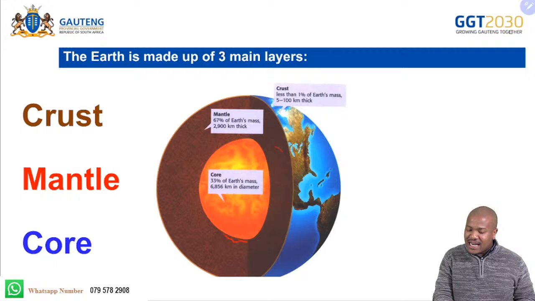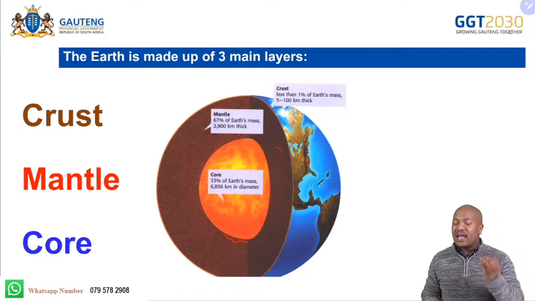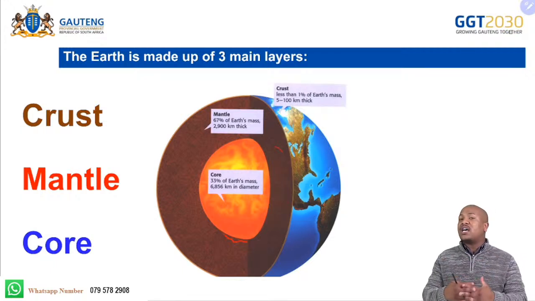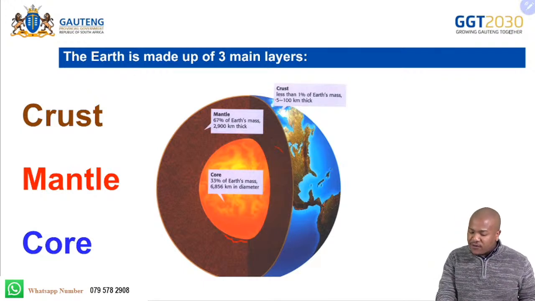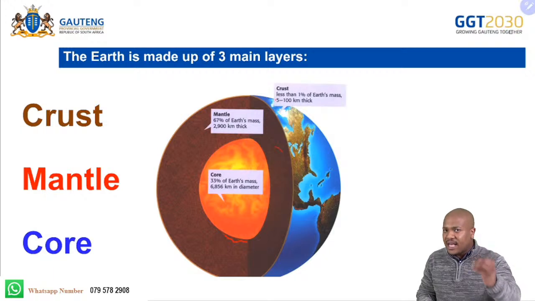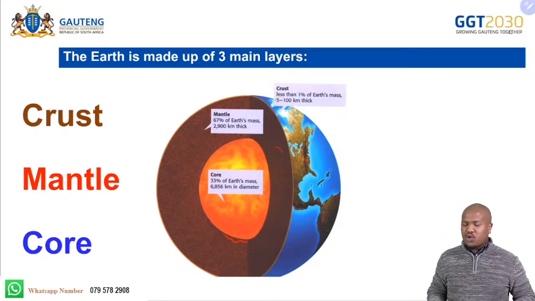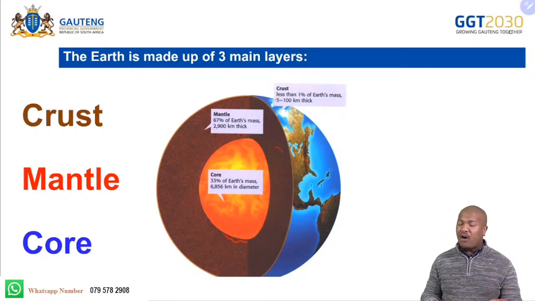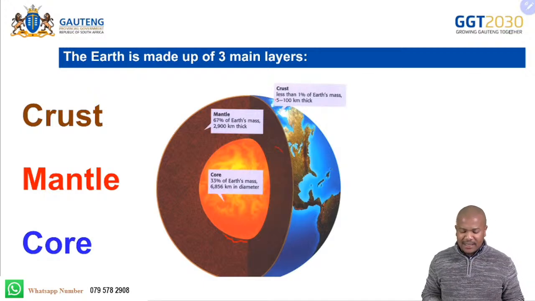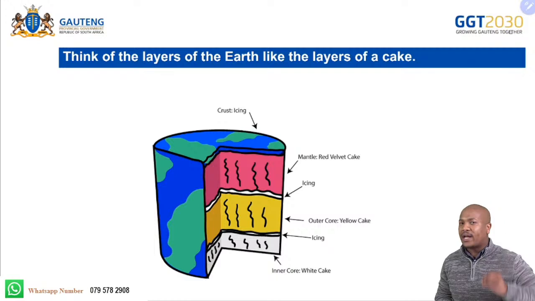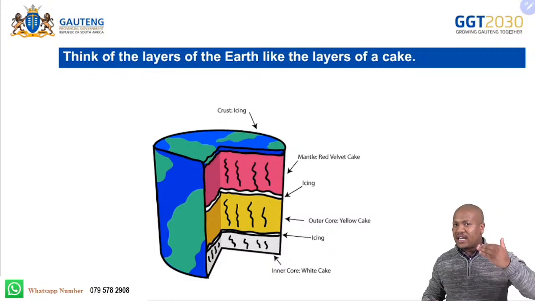So now it is less than 1% of the Earth's mass, or the amount of matter of which the Earth is made up. And it is 5 to 100 kilometers thick. Are we together? So those are the three main layers of the Earth, and the Earth is made up of those three main layers. But the core is divided into two, right? The outer core and the inner core.